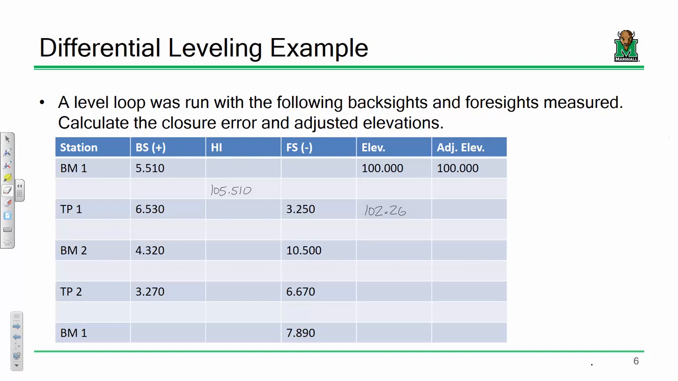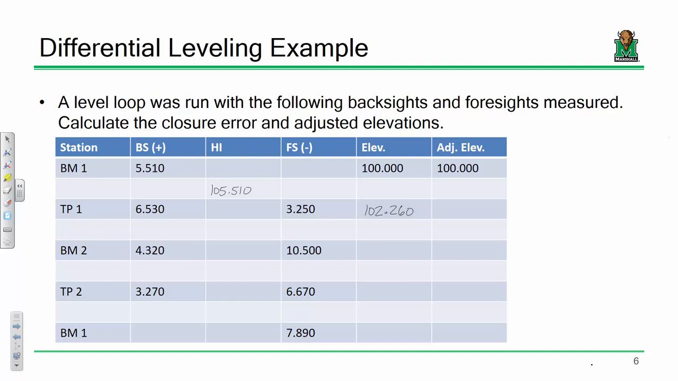So you start at a monument, let's say, and you end at benchmark 2. Benchmark 2 might be the elevation of the house that you're considering, or the elevation of this point, or whatever. Okay? So let's keep doing this. So I have an elevation of 102.26. Right?